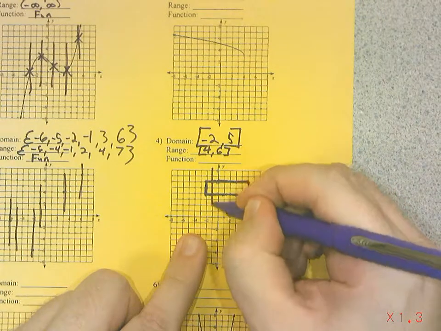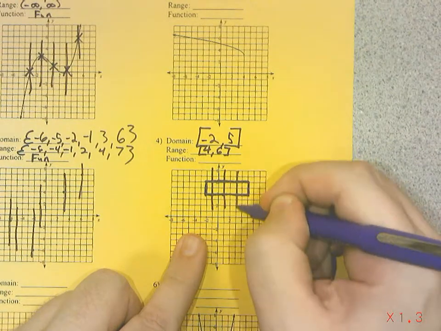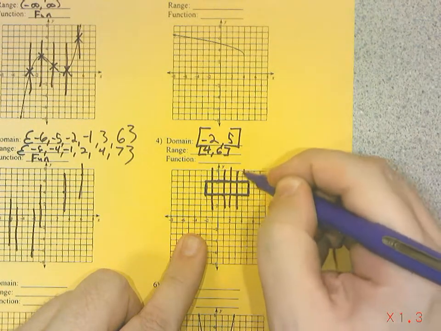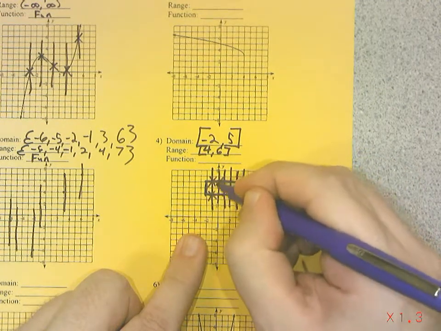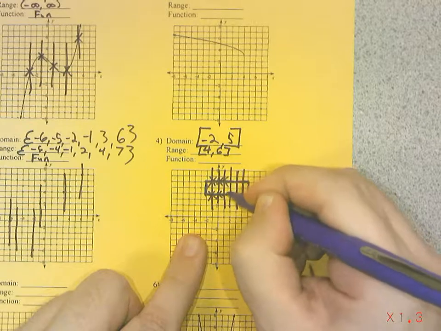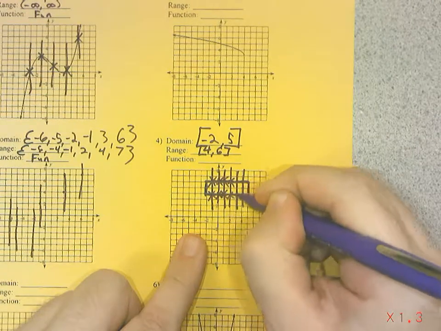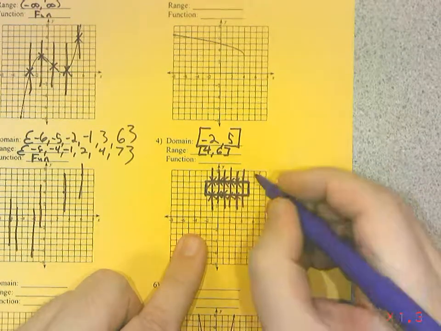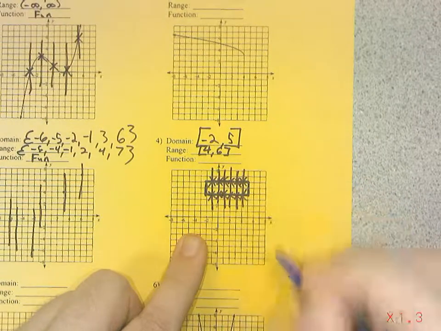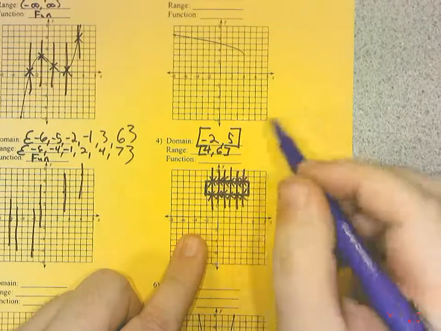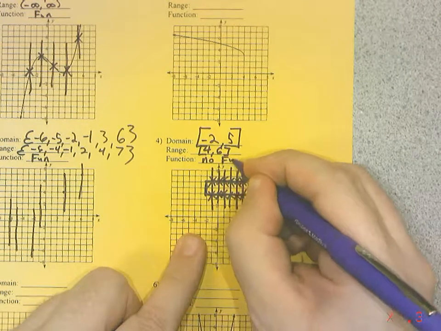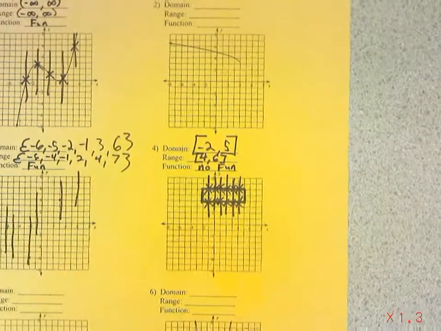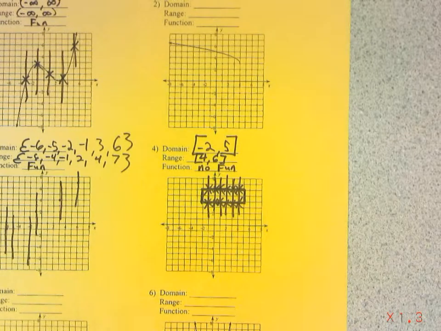If I draw a vertical line, how many times do these vertical lines intersect with this rectangle? Oh, look, they're hitting it multiple times, right? Multiple times means that for each of those x values, there's more than one y value, which means this is not a function. Okay, and that's kind of the gist of domain and range.